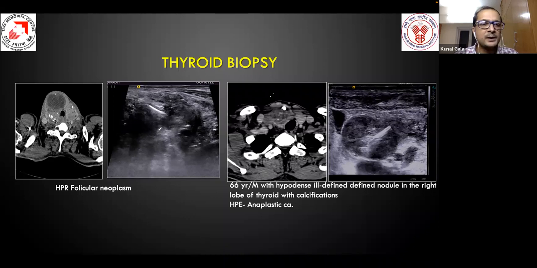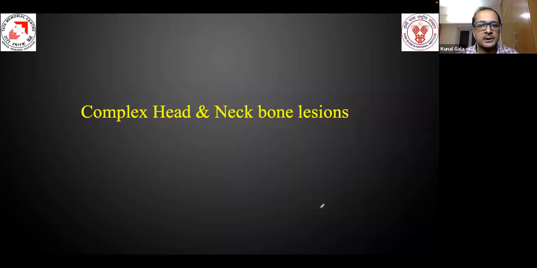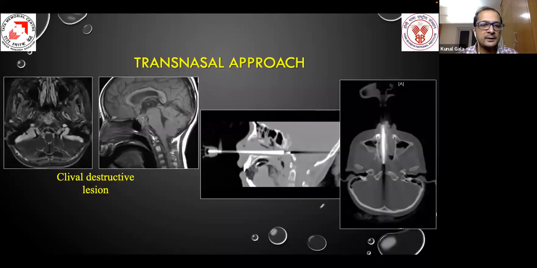So here, the biopsy is performed via a trans-isthmic approach, and the biopsy revealed follicular neoplasm, and here it revealed anaplastic carcinoma. Coming on to the complex head and neck biopsies that are generally done under general anesthesia.